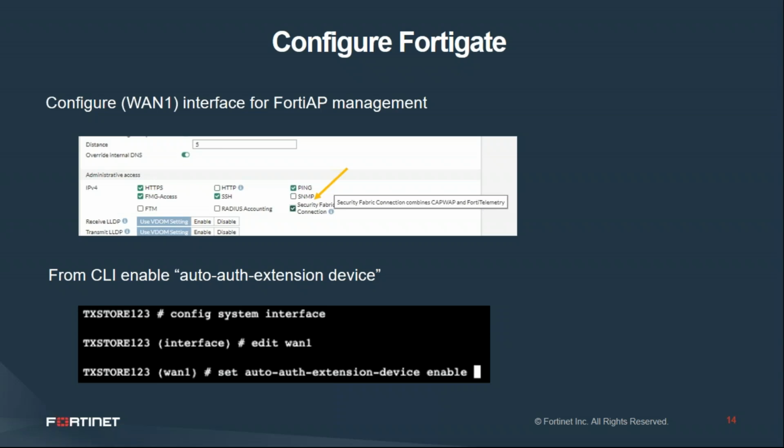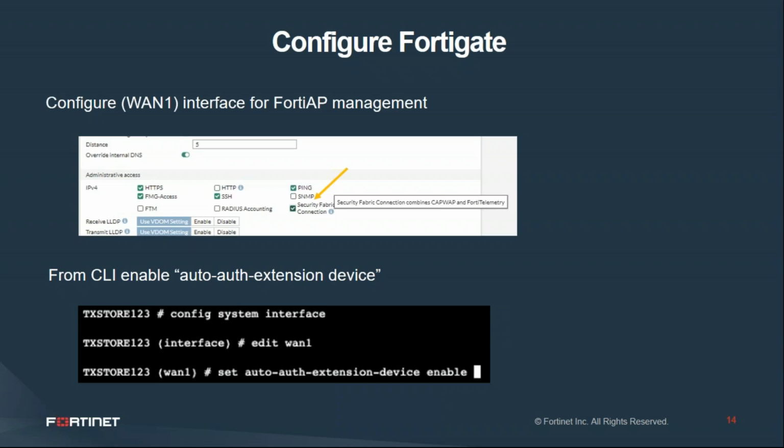So we check that box, and then we have an option in the CLI to auto-authorize extension devices. And what this option does, if we enable it, is automatically join any remote access points that connect to the FortiGate into the network with zero touch.